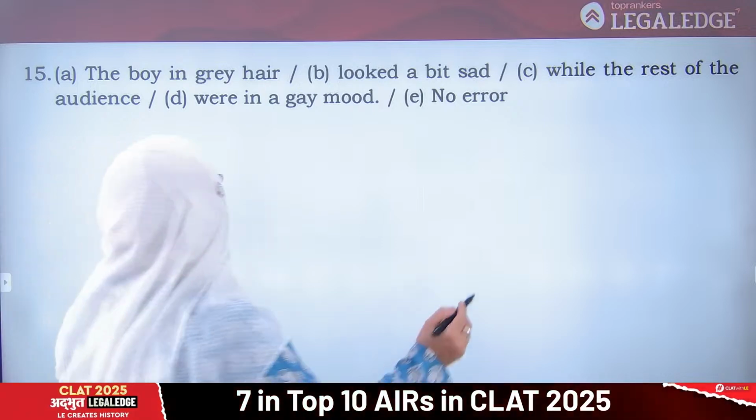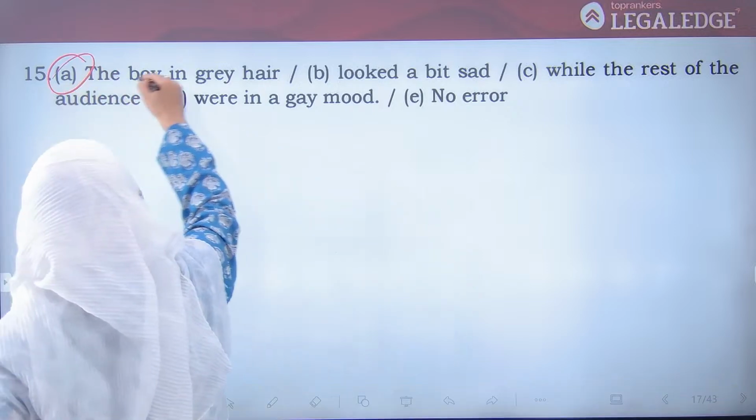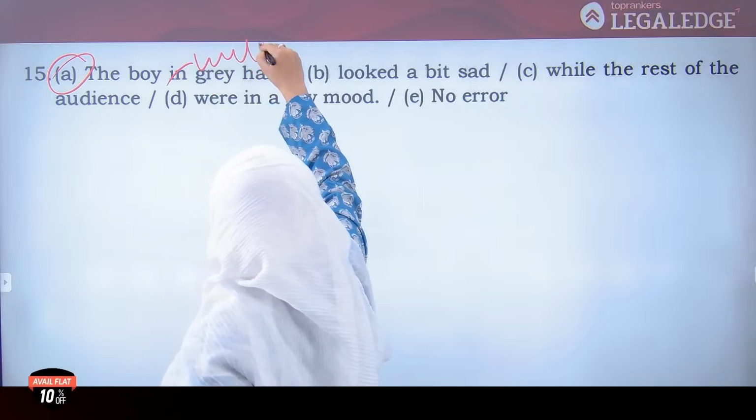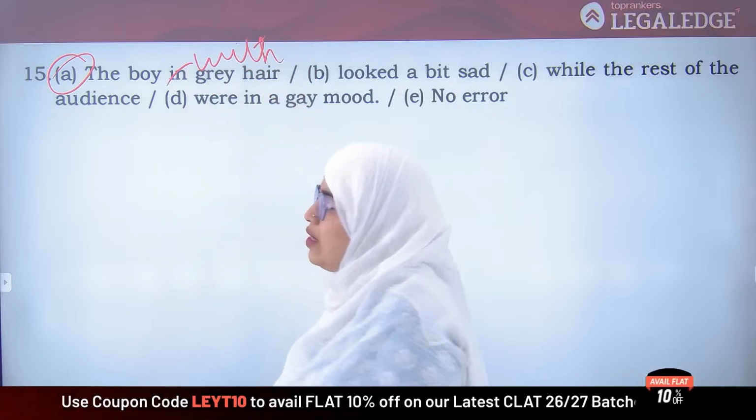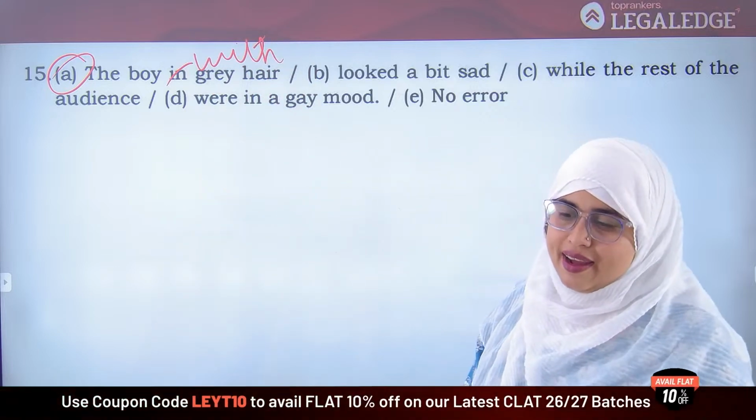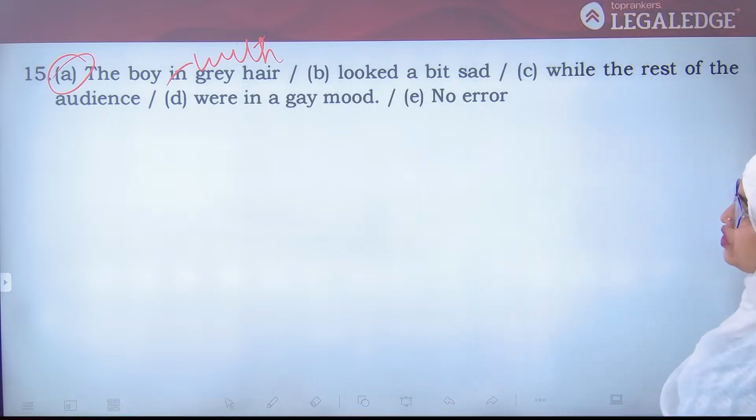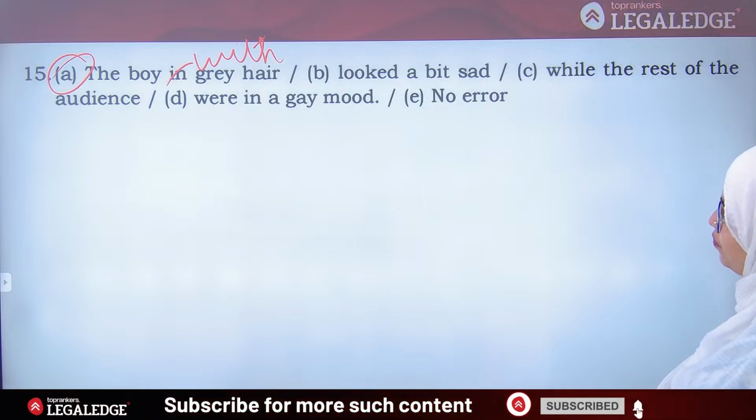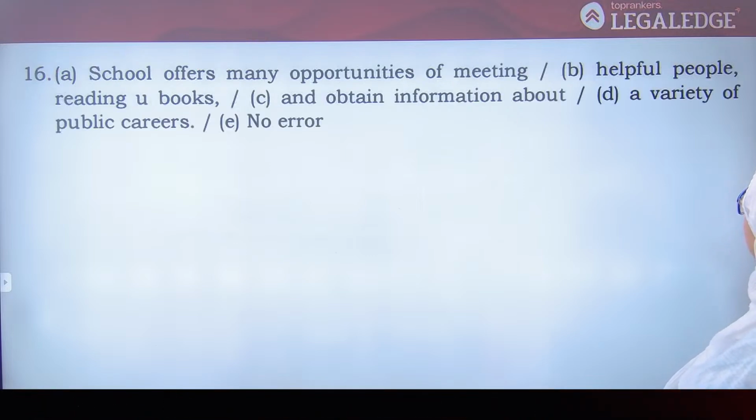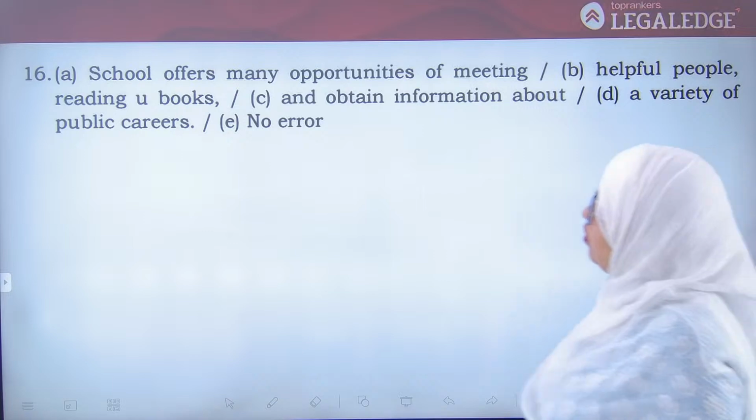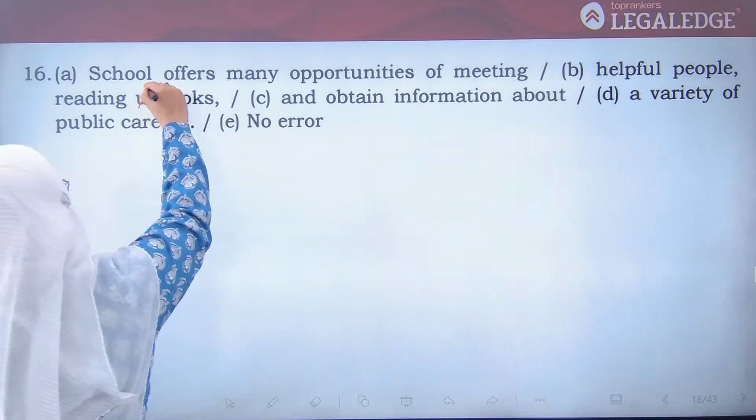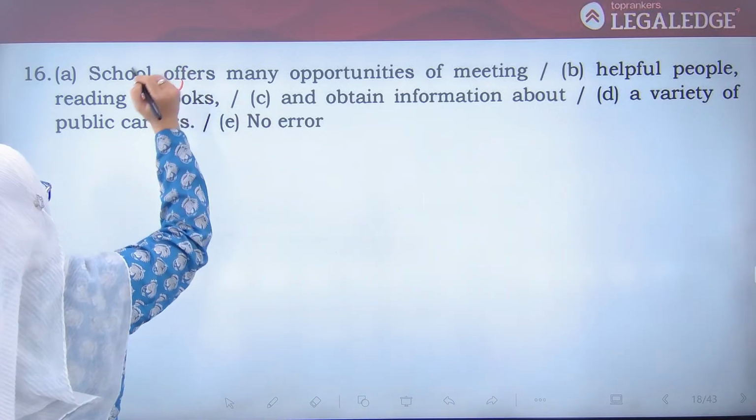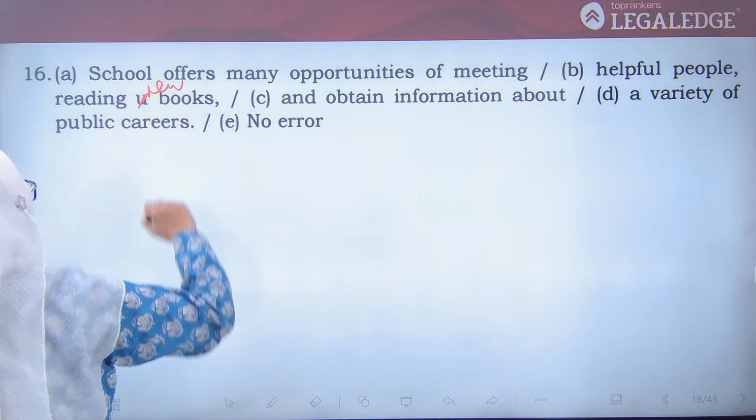Okay. Erroneous part is A, the boy in grey hair. Instead of that, it has to be the boy with grey hair. That is the correct structure. Prepositional error. यहाँ mistake हो गई थी बच्चा, typo error. Reading new. It has to be new books.